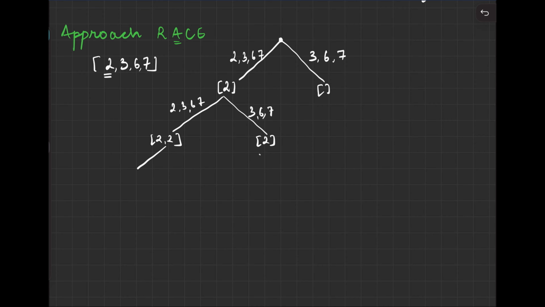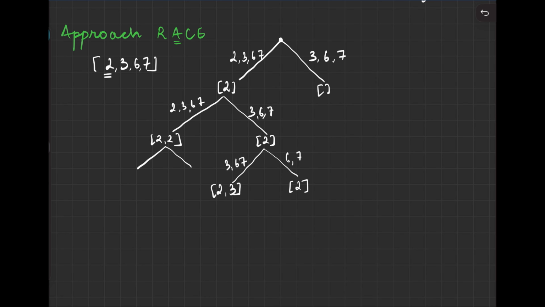Let's look at this side of the tree so that I can show you how the second element gets considered. It gets considered in a very similar way. On the left, we'll add 3 and pass 3, 6, and 7. On the right, we don't pass 3, and the candidates that we pass are 6 and 7.